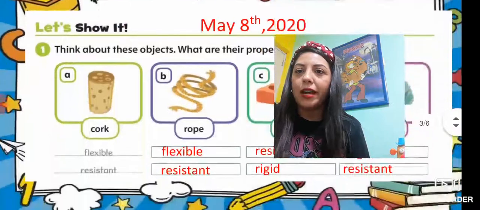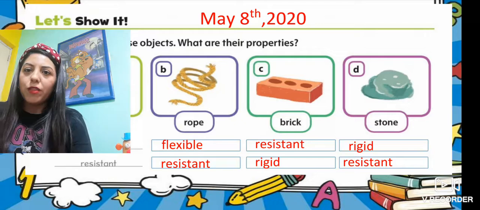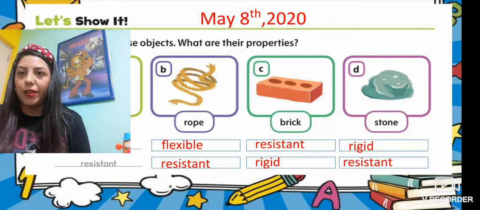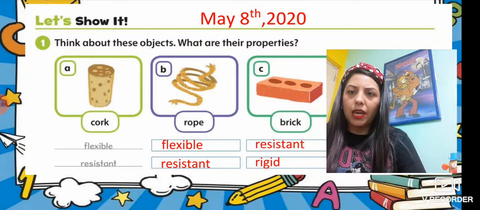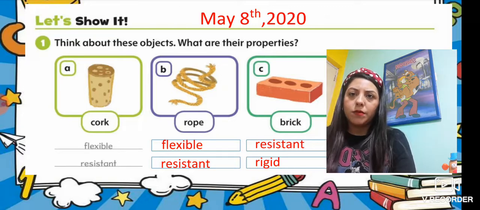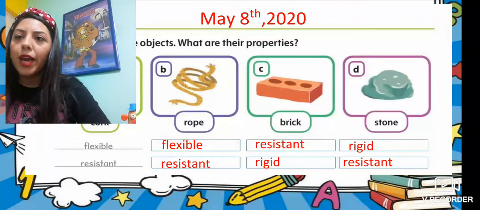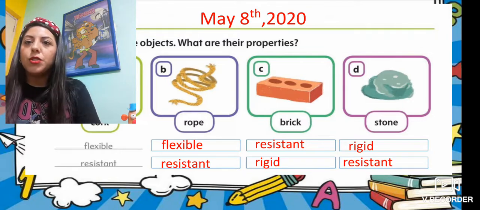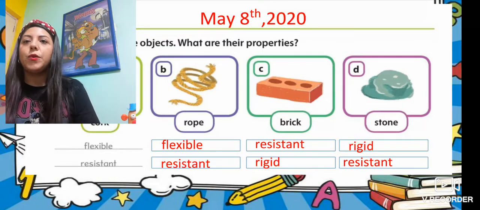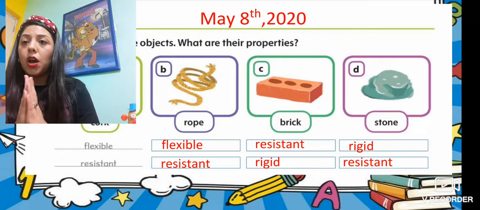Now, if we continue here, guys, we have page 102. If you have the book ready, let's answer this together. The instruction says, think about these objects and what are their properties. In the letter A, we have a cork. In the letter B, we have a rope. In the letter C, we have a brick. And in the letter D, we have a stone. So these are different objects. We need to check and identify what are the properties of each object.